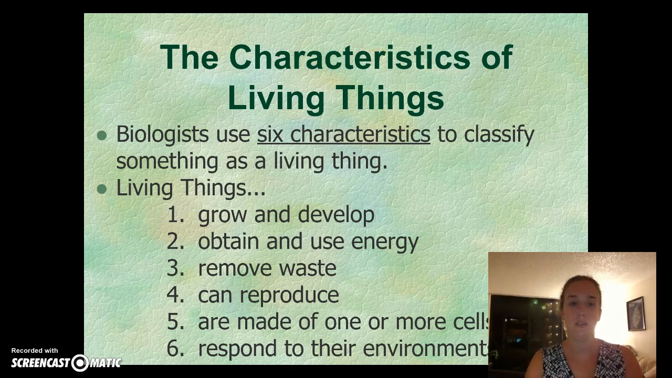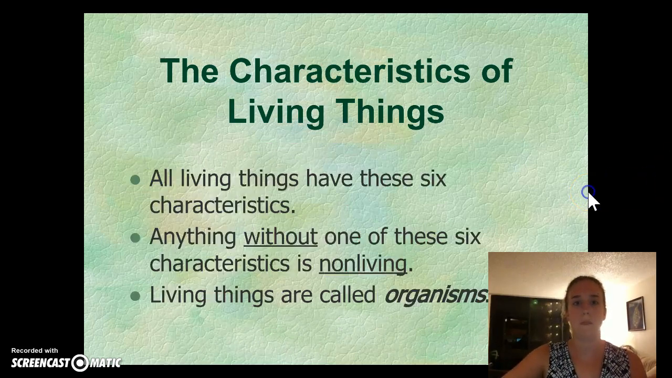So the first thing is that all living things grow and develop. Second is that all living things obtain and use energy. Third is that all living things remove waste. Fourth is that all living things can reproduce. And fifth is that all living things are made of 1 or more cells. And 6, and finally, is that all living things respond to their environment or environments. So let's take a look at each one individually.